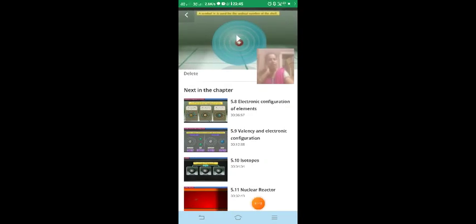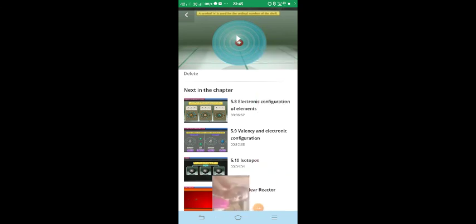Next time we will learn about valency and the electronic configuration, and how they are related to each other.